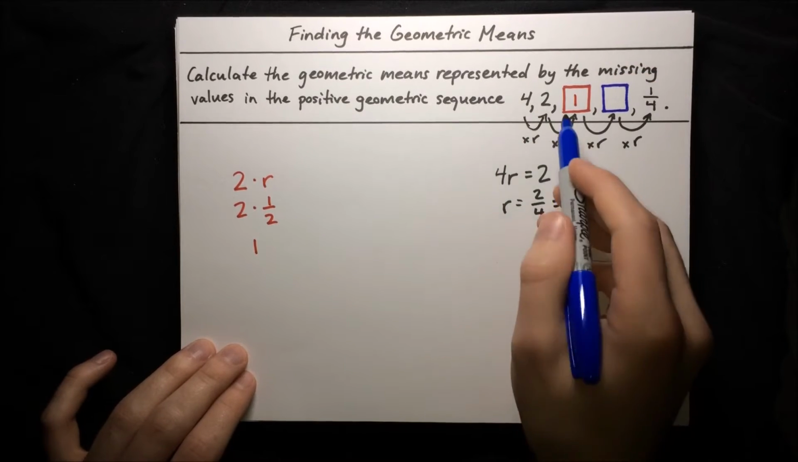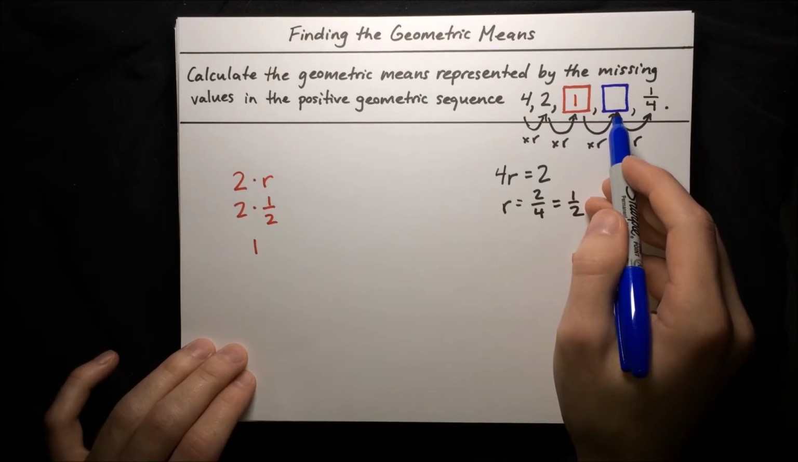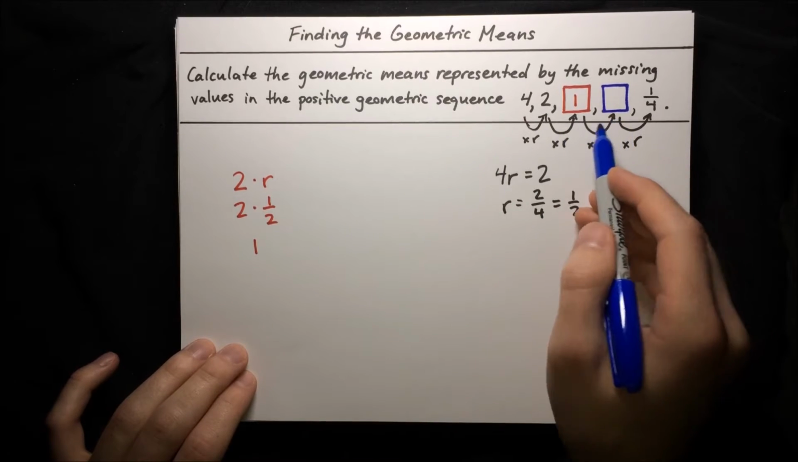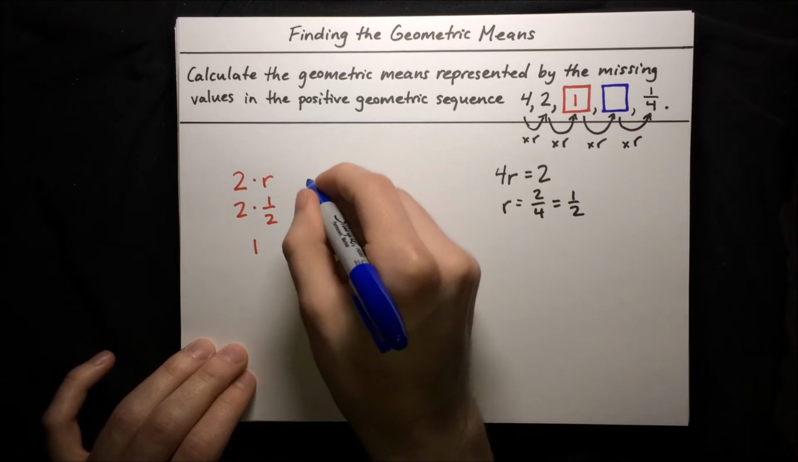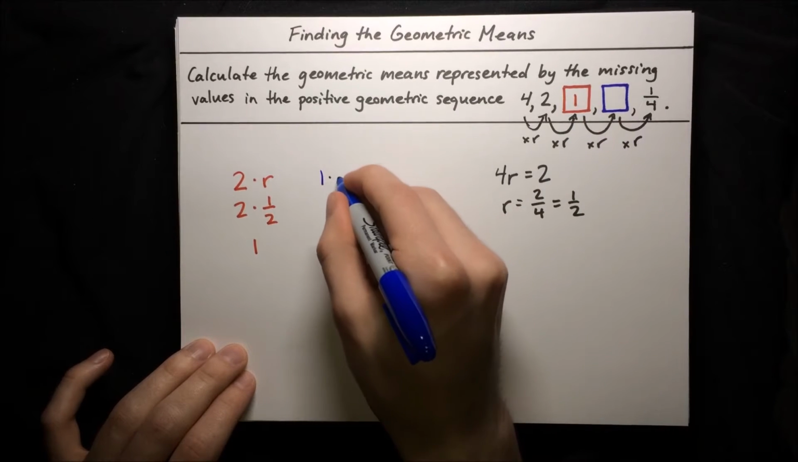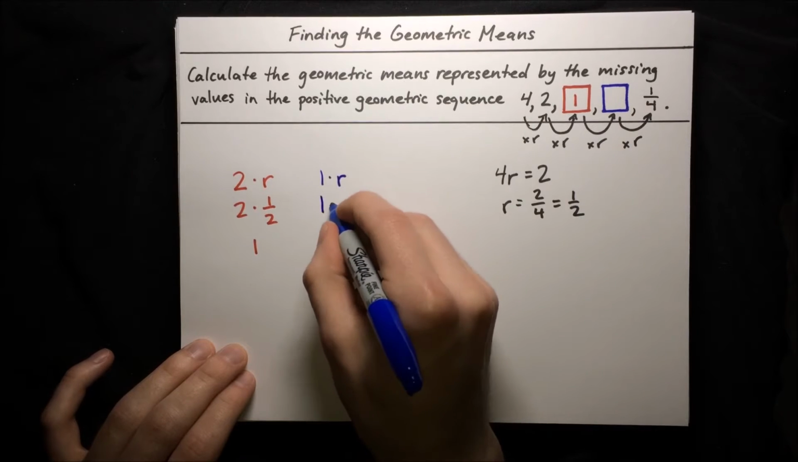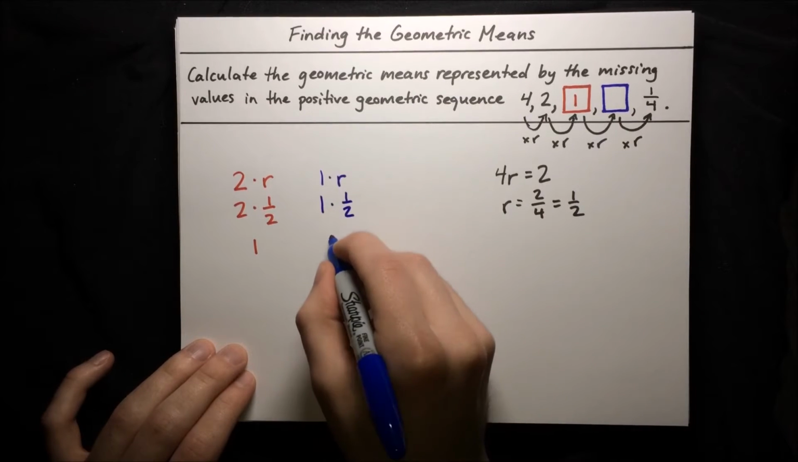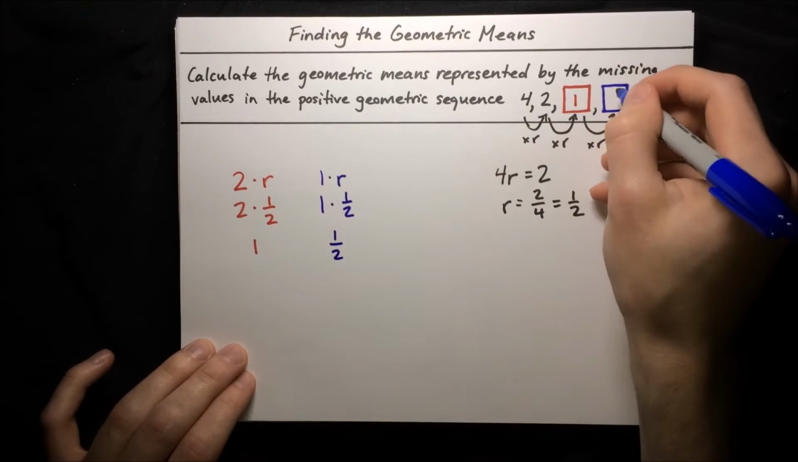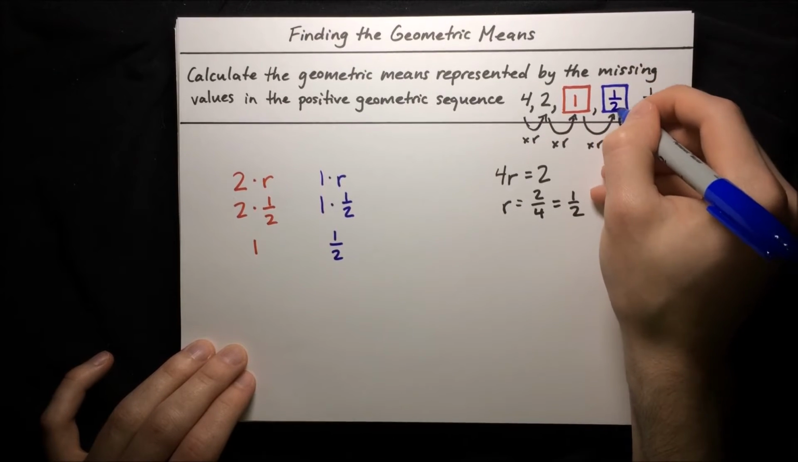And then to find the next missing box, we're going to use the same method. We start with the number before it, 1, and then multiply by r to get to the next number. So that's 1 times a half, and 1 times a half is just a half. So we'll plug that in right here, a half.